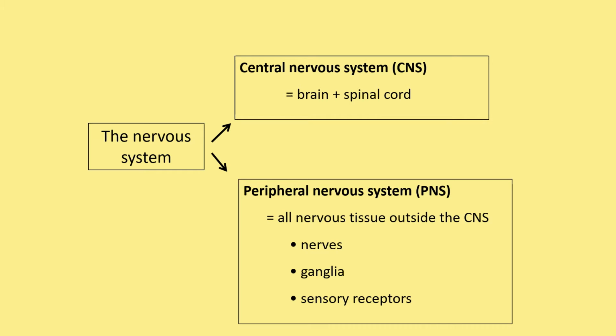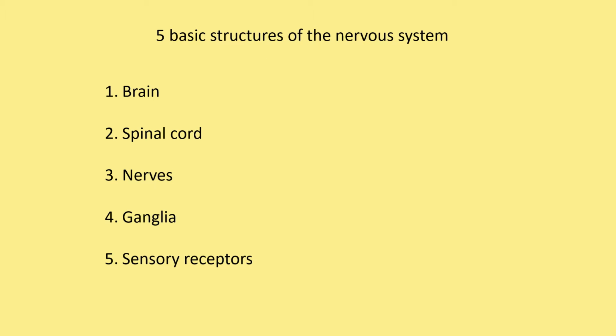This is just a different diagram to hopefully drive home the two basic boxes that we place the structures of the nervous system into: central nervous system or peripheral nervous system. So we'll talk more about each of these structures. Structures 1 and 2 here make up the central nervous system, and 3, 4, and 5 all occur outside the CNS and therefore belong to the PNS.